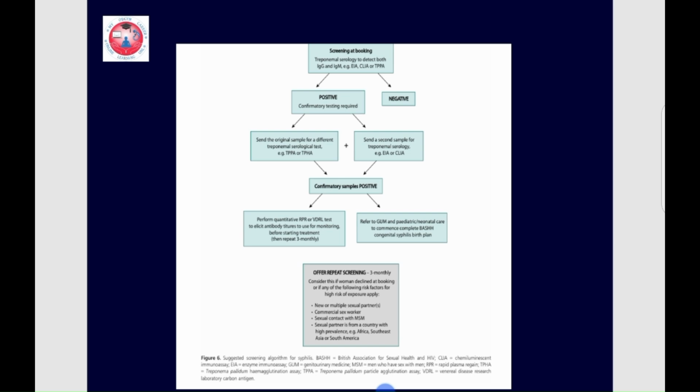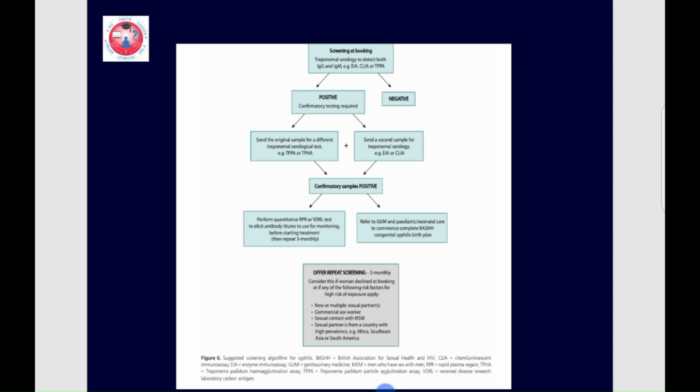Once we confirm that it is positive, we carry out an RPR or VDRL test, so that we come to know the antibody titers before starting the treatment. That gives us the baseline titer, and we will measure this titer three-monthly. So what we can measure is the severity of the disease as well as the response to the treatment, by VDRL or RPR test. I hope this is clear to you, the role of the different tests. So RPR and VDRL are non-treponemal tests.